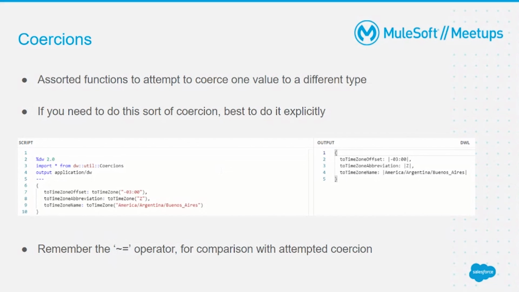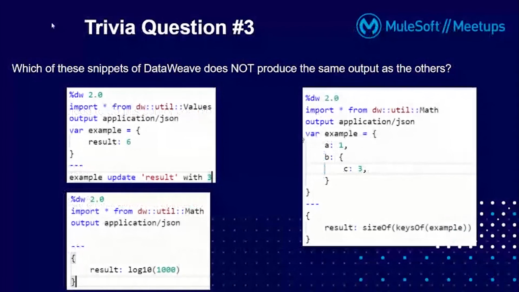So if you get some weird values in and the coercion does something funky, that's something to be aware of and to keep in your mind. But it is very useful to have this sort of forced comparison operator. And that brings us to our final trivia question, which is a bit of a collection of different things from throughout this. Which of these snippets of DataWeave does not produce the same output as the others?